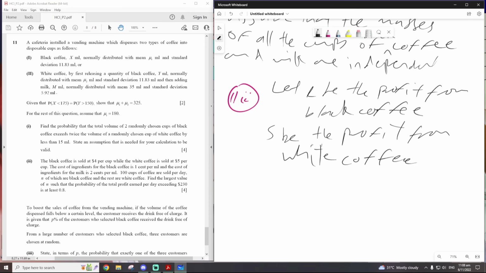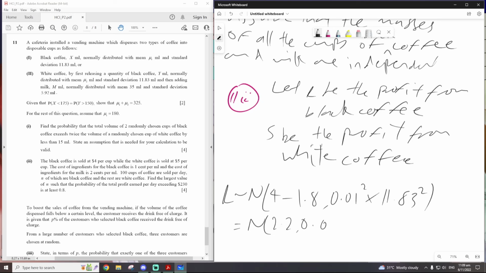So we have R following the normal distribution. Now it is $4 per cup. Now you need to minus 1.8 because that is the cost price of one black coffee. And then what is the variance? The variance is 0.01 squared because it's $0.01. We square that times the standard deviation squared. And this is the normal distribution with mean 2.2 and variance 0.013999489.